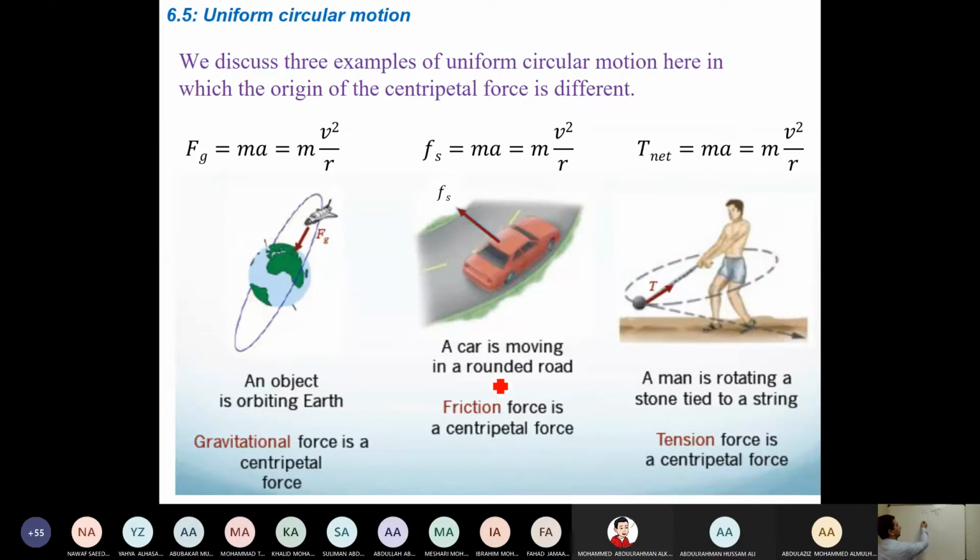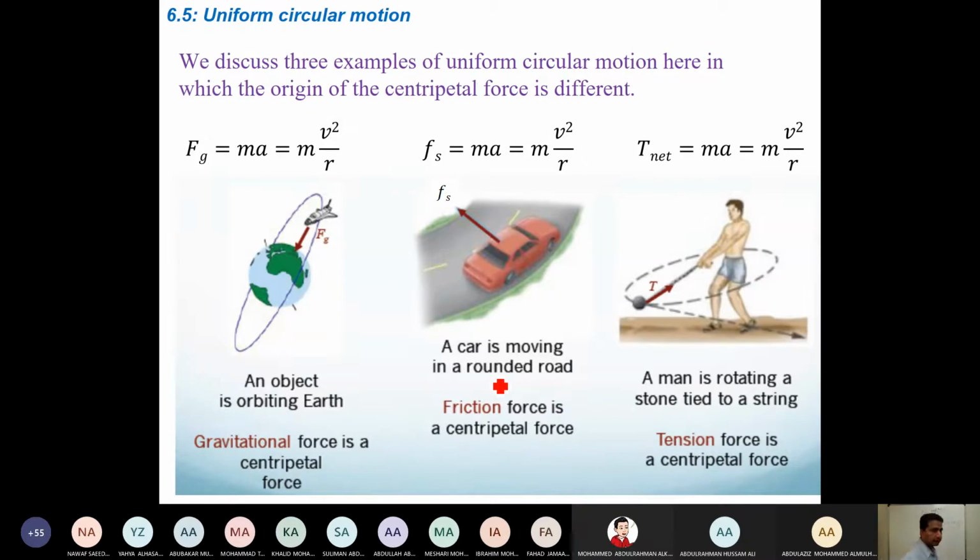Whenever we talk about the gravitational force, we know, first of all, that Fg is the mass times acceleration. And the acceleration again comes from v squared by r. So the shape of the force is mv squared by r, exactly like in the previous case.